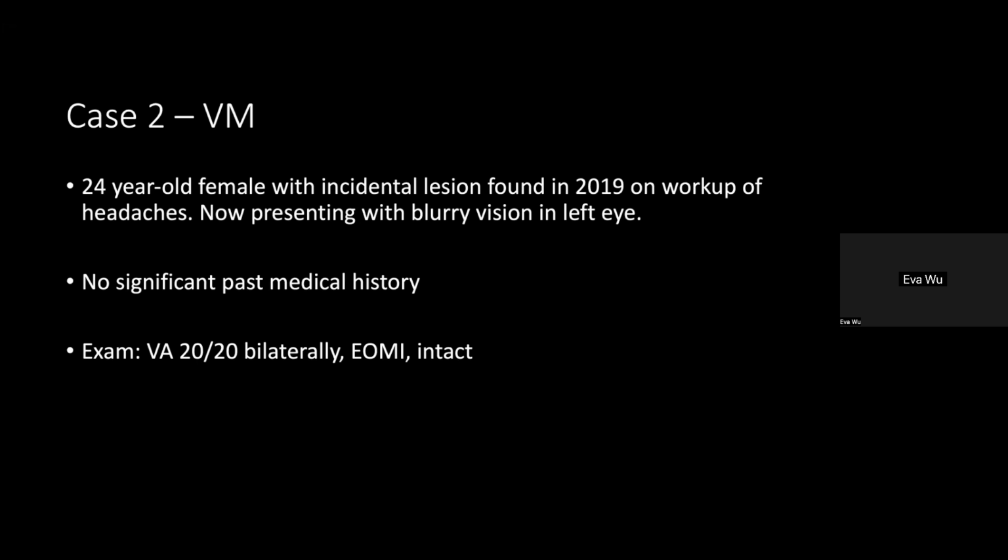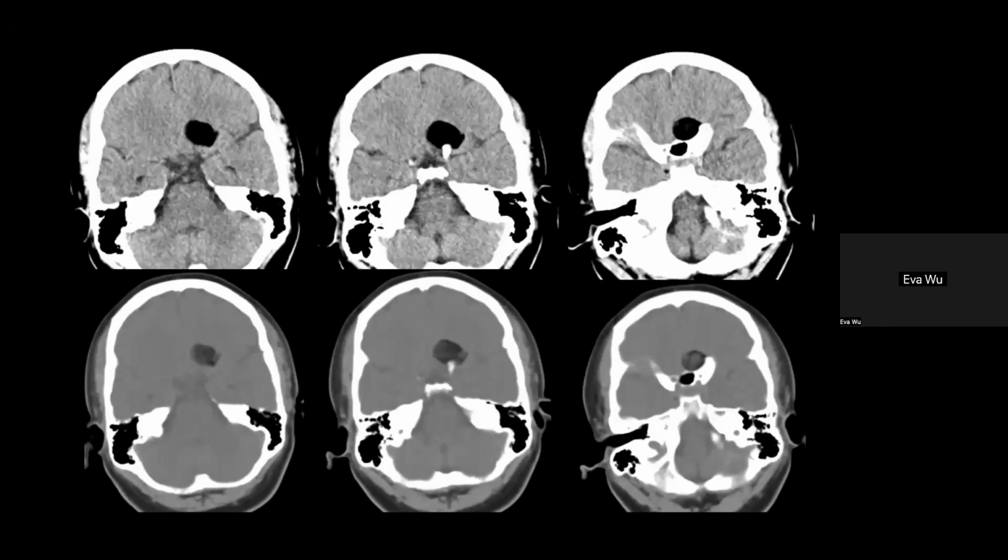Okay, so this is a 24-year-old woman who had an incidentally found lesion in 2019 on workup of headache. And so now she presents with blurry vision in the left eye. Here's her eye, visual exam. What would you do? I would start with some imaging. Probably start with the 2019 workup. I would start with the MRI of the head, with and without. Okay. So yeah, they ended up getting a CT.